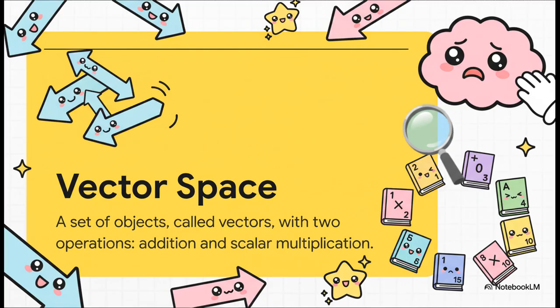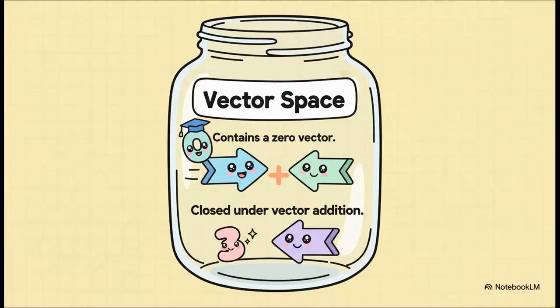Okay, so the formal definition can look a little intense. It's basically a set of vectors where you can do two things: add them together and multiply them by scalars. And for it to count, it has to follow 10 specific rules or axioms. But here's the thing, you almost never have to memorize all 10 of them. Really, we can boil all those rules down to just three big ideas. For a set to be a vector space, first, it's got to have the zero vector. And second, this is the most important part, it has to be closed.